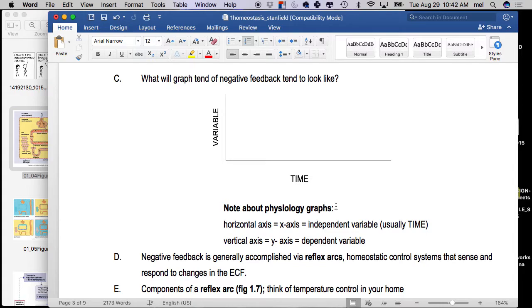Has anybody ever had a cardiac stress test besides me? Okay, so, yeah, treadmill?